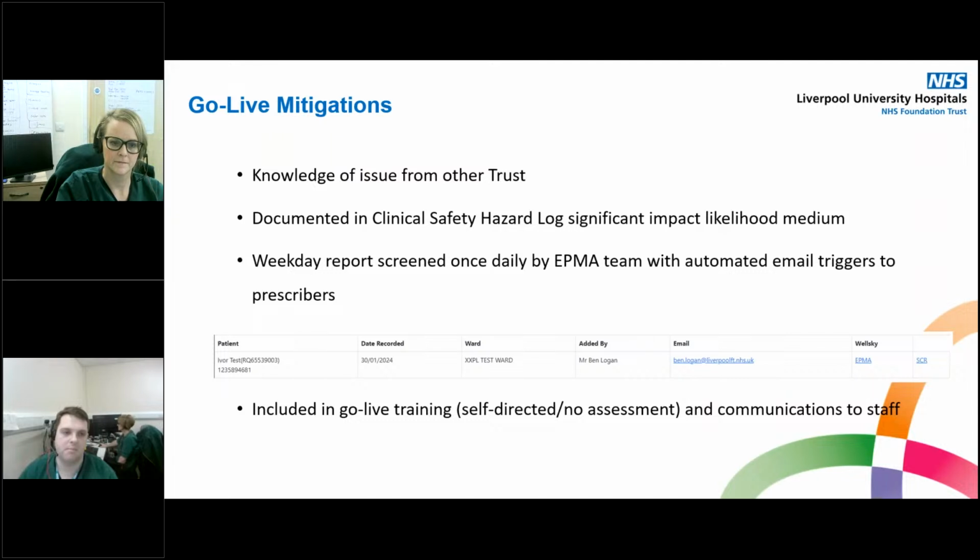Should just talk about our mitigations. So we had knowledge of this issue mostly because I had worked at another trust where it was identified. When we were doing our upgrade process, there wasn't really a point where we were told about this risk. It was originally on the company's hazard log, but that was taken off due to the mitigation that they put in with the banner that Leah was talking about. So other than that, we didn't really have any visibility of the scale of this issue.